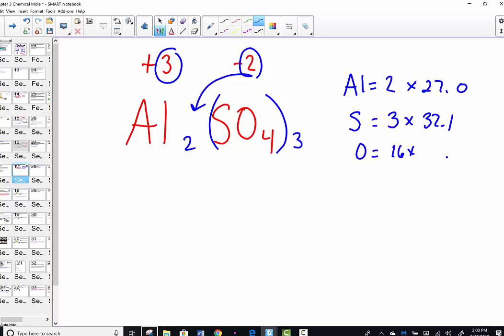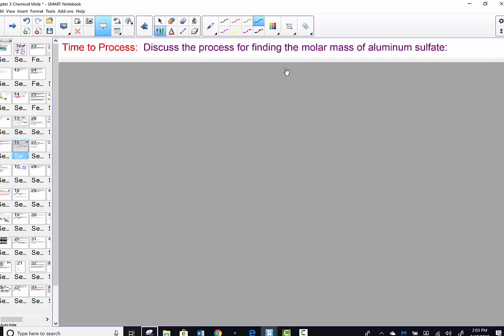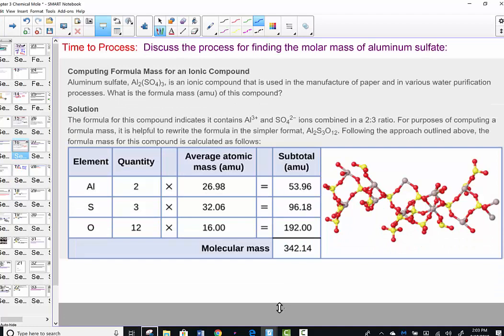Distribute, don't add, but distribute means to multiply. There are 12 oxygens in that formula. And I would add together 2 aluminums, 3 sulfurs, and 12 oxygens to find the molar mass of aluminum sulfate. And you did that through that process. We found 2 aluminums, 3 sulfurs, 12 oxygens, and we found their sum.